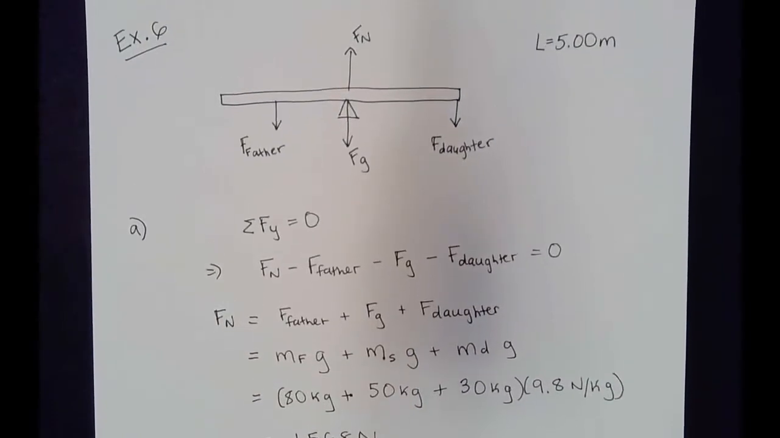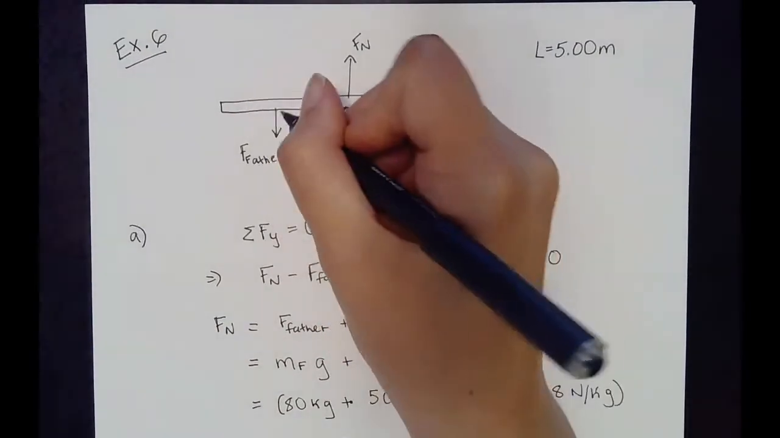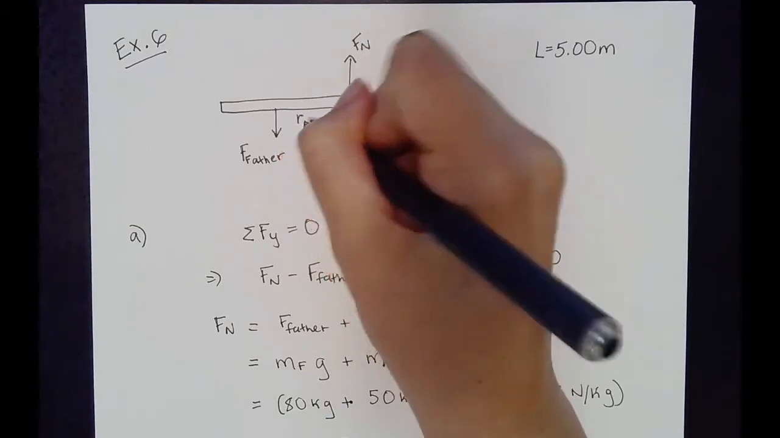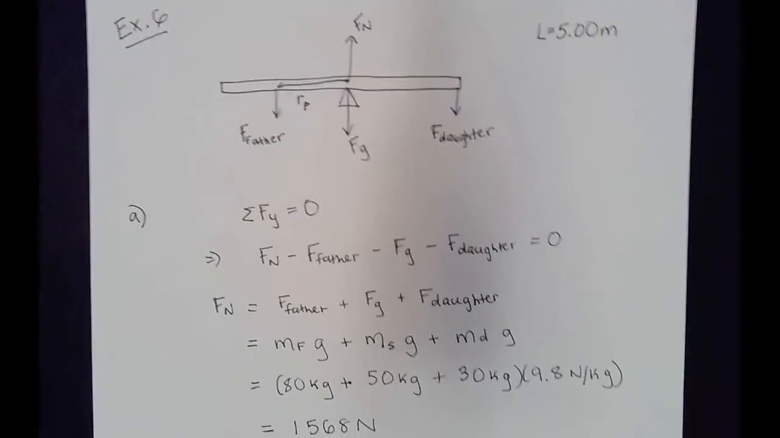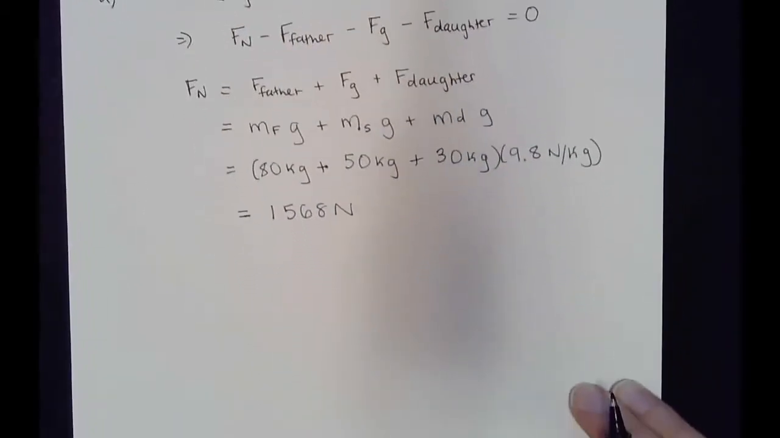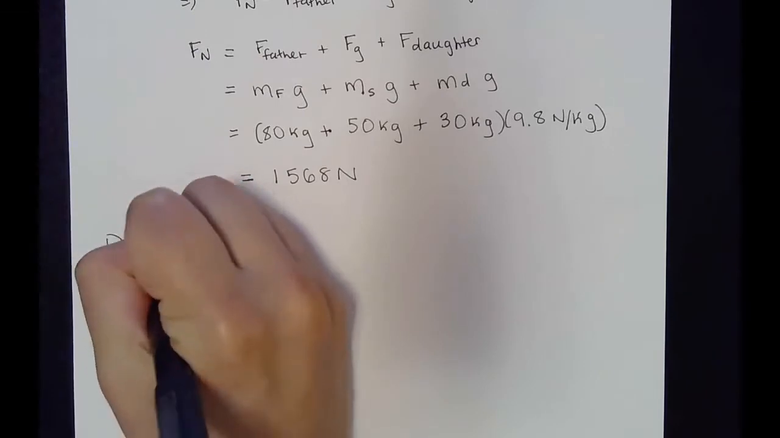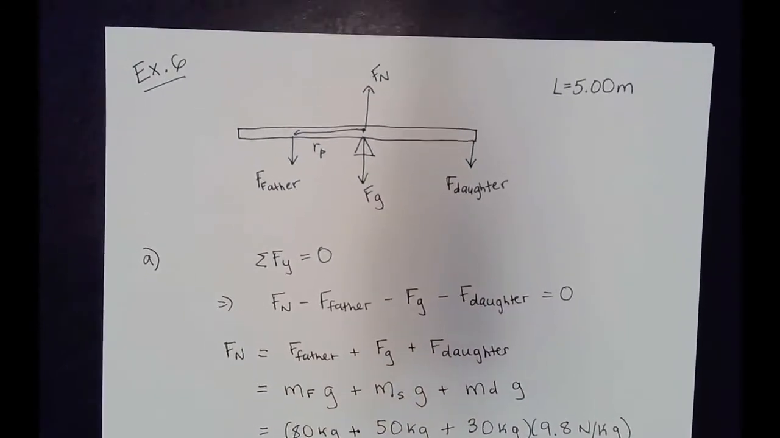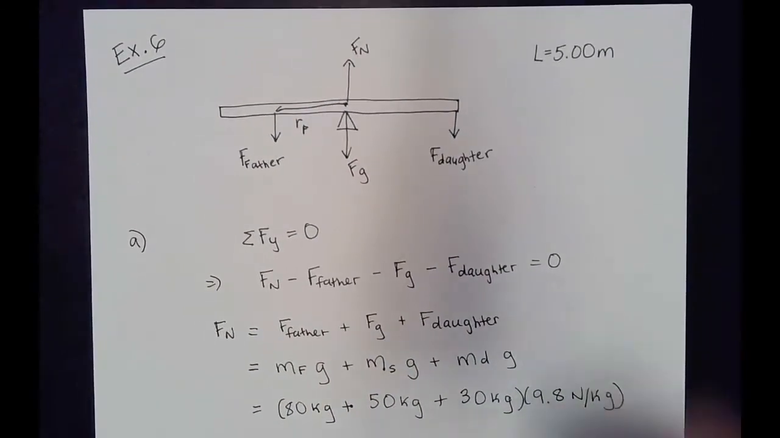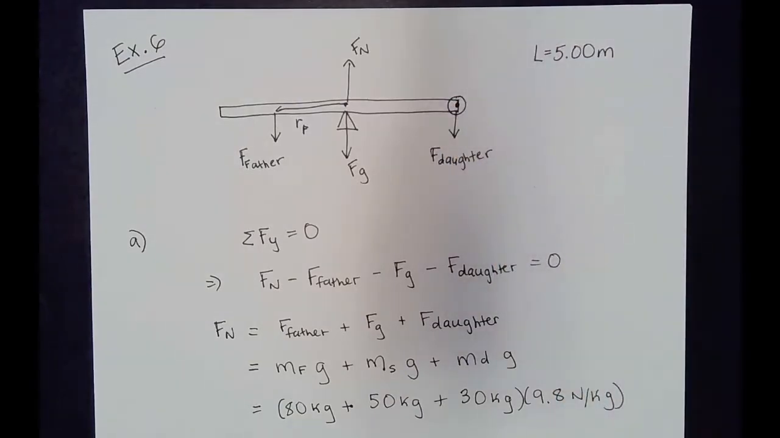All right, in part B, we're going to use the second condition of equilibrium to find where the father is positioned. So I'll call this RF from the pivot point. And we're asked to do that two ways. First, using the axis of rotation as the position of the girl. So this is different than we did in the previous problem. So we're going to use our axis of rotation here at the daughter.